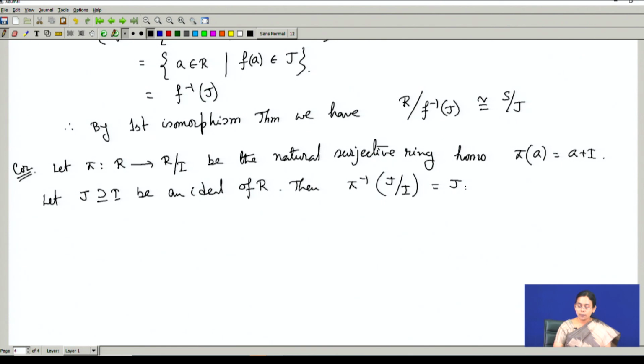So, I have this quotient ring R quotient I, and in that quotient ring I have already observed that the ideals of this quotient ring are of the form J quotient I. So, I am considering the ideal J quotient I in this quotient ring R quotient I, and then the pre-image of this ideal J quotient I is nothing but J. So, by the previous theorem, what I can say now is that this is isomorphic with R quotient J.